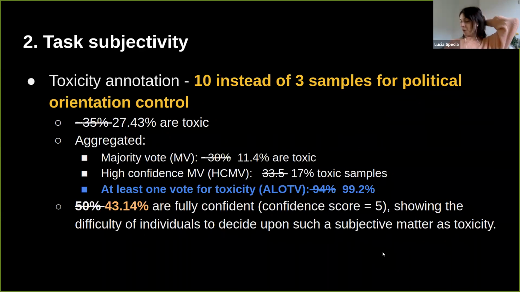We did another exercise where, for the political orientation group, we collected 10 samples instead of 3. So we increased the number of samples, and the non-aggregated toxicity level is still the same. But the interesting thing is the blue one here: if we take the instances where at least one annotator says it's toxic, then we get to an even higher number of 99% of the cases. So everything is toxic, which we know is not necessarily the case.